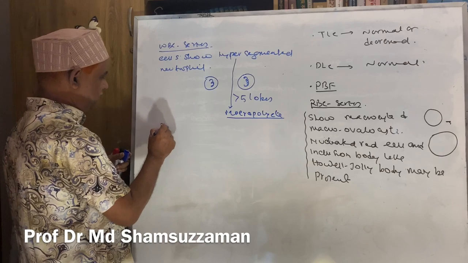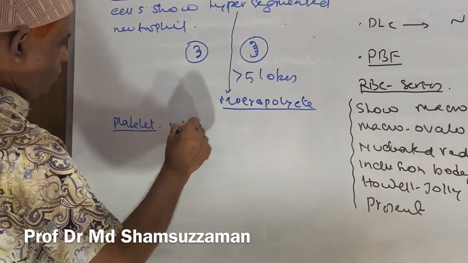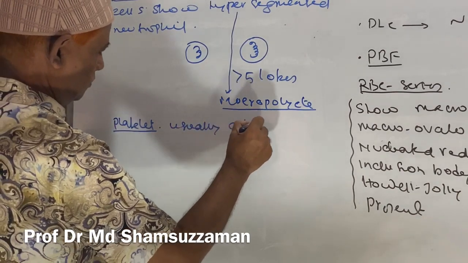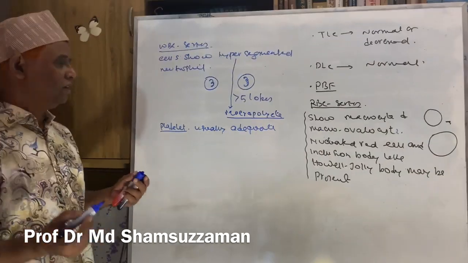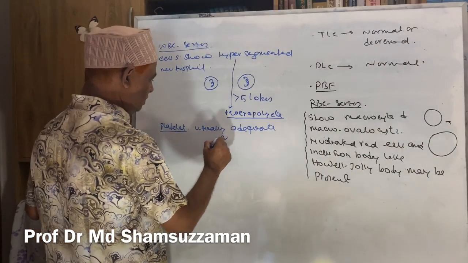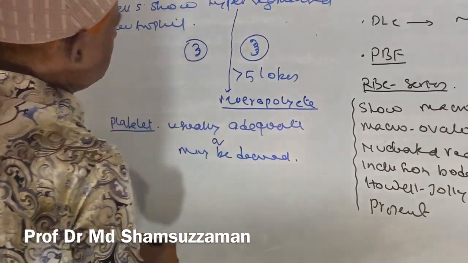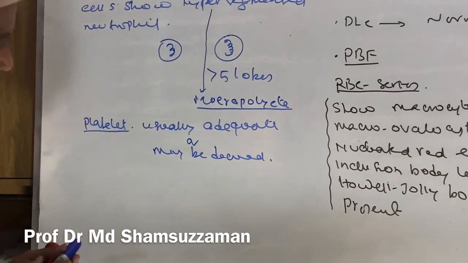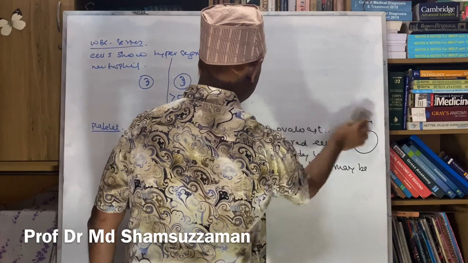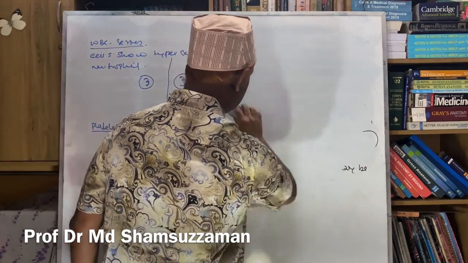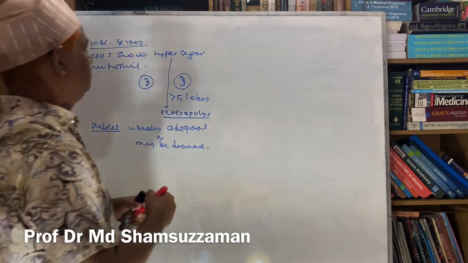Then come to platelets. Platelets are usually adequate in number, but may be decreased in later stage. So these are the peripheral blood film findings of megaloblastic anemia, or macrocytic megaloblastic anemia. Now come to biochemical test.